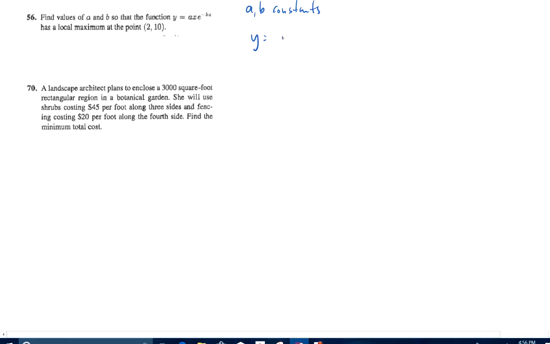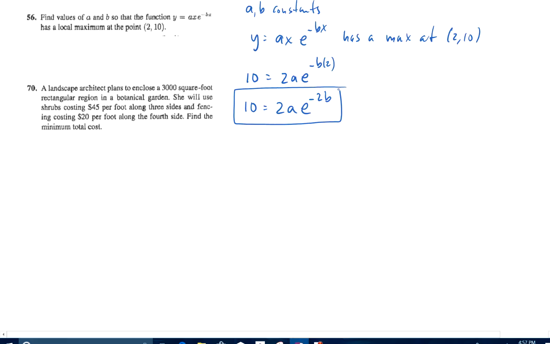and I know that y equals ax e to the negative bx has a max at (2, 10). Okay, so what does that mean? Well, that means if I plug in 10 for y and 2 for x, 10 equals 2a e to the negative b times 2, that is a true statement, right? So 10 equals 2a e to the negative 2b. Okay, so I'm just going to keep track of that.